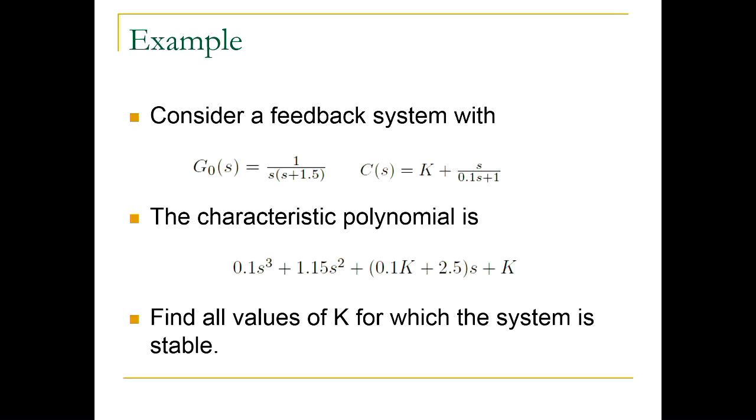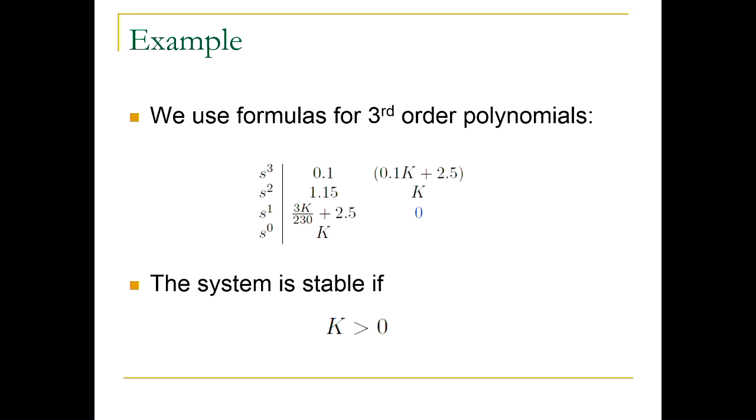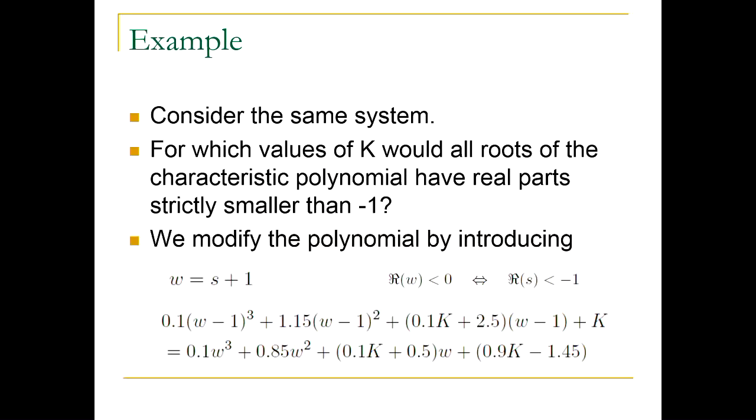Now we can check for which values of k the system will be stable by forming a Routh array, and then applying the stability test. So here it is. When you do all the calculations, you will just find that if k is positive, you are good. Okay. There is one more trick that I want to give you before we wrap up.